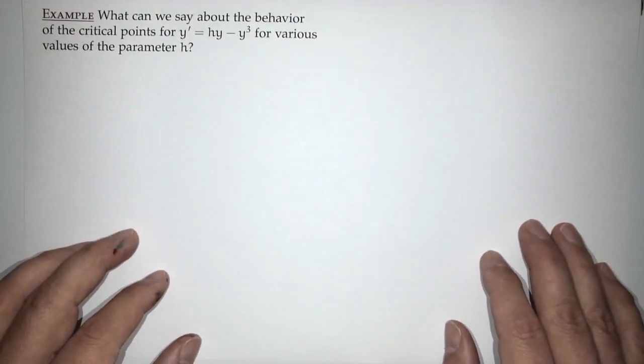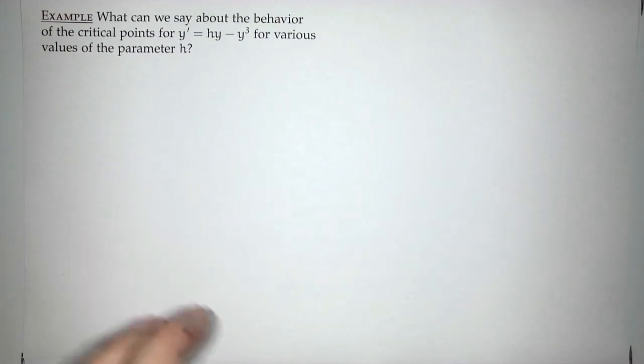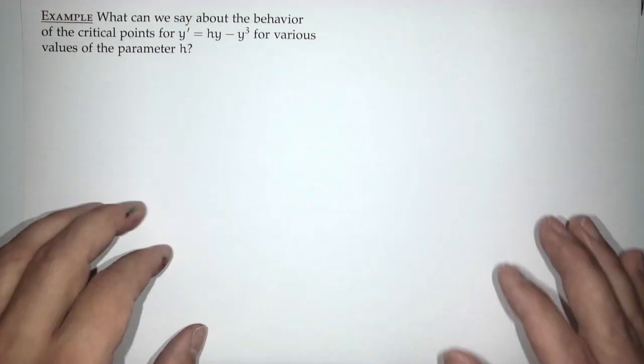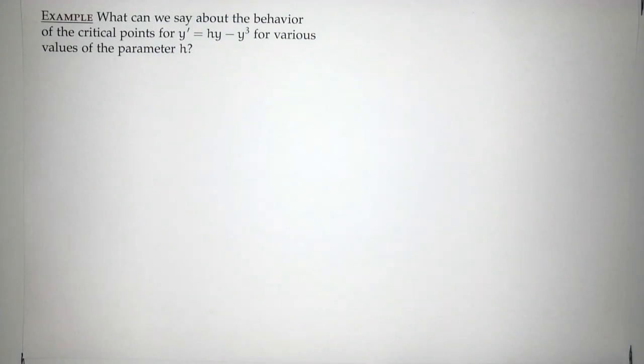Now, I like this problem. You might like it too. I hope I can convince you that it's good. What can we say about the behavior of the critical points for y prime equals hy minus y cubed for various values of the parameter h? Now, this is a different kind of a problem. We still have critical points, so we're still talking about classification. It's still the same section. We haven't switched sections yet.